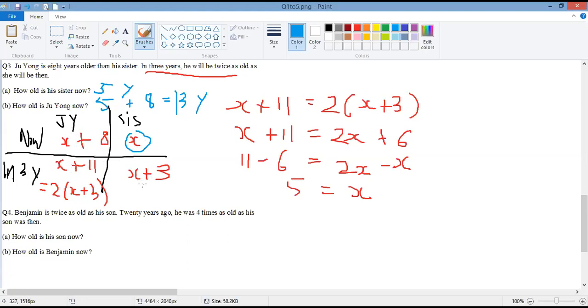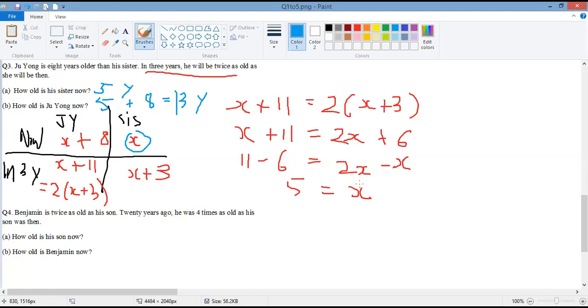And then they say if you compare the age of Juyong with his sister, Juyong's age after 3 years will become twice of his sister. So now you can get twice of his sister's age. Then you equate these two things together, then you can get the value of X. Make sure you understand this one.